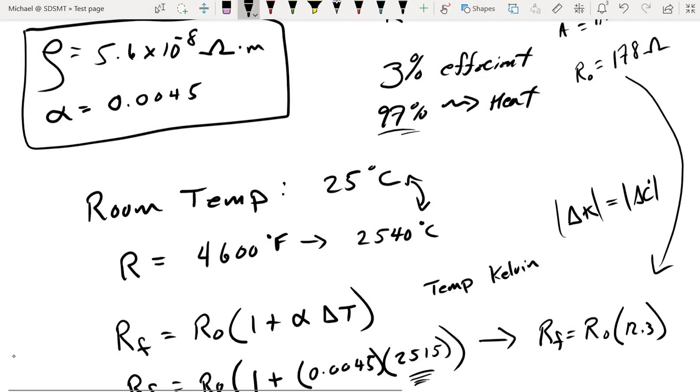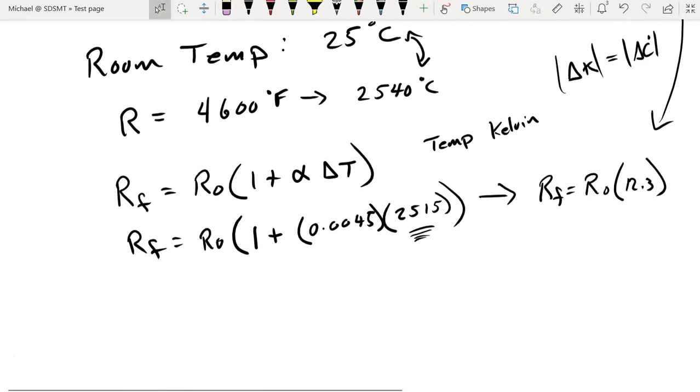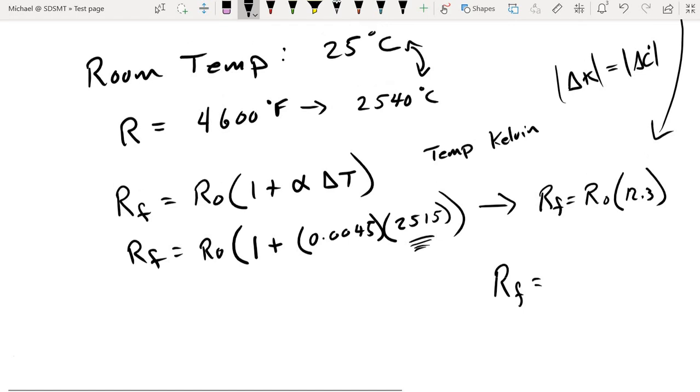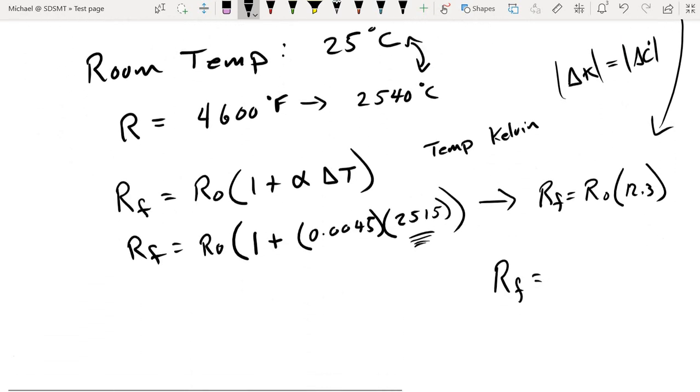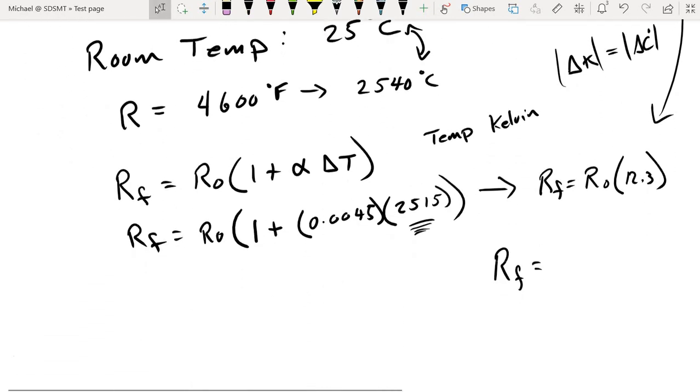So with that said, the operating resistance of this tungsten filament is going to be 12.3 times that value of 178, about 2,189 ohms.